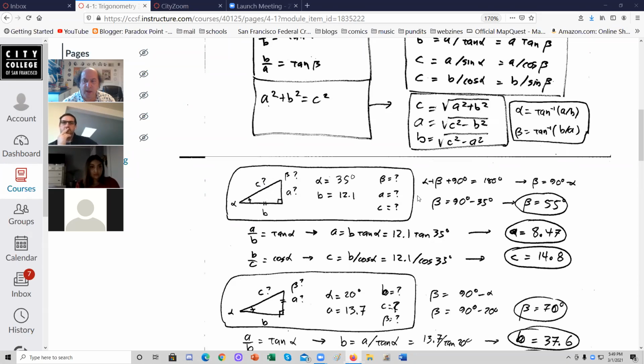Well, beta is 90 degrees minus alpha, and we're given alpha. It's 35. So beta is 90 degrees minus 35, which is 55 degrees. Now we know B. We want to find A. We know alpha. A over B equals tan alpha. So therefore, transposing the B, A equals B tan alpha. That'll be 12.1 tangent 35 degrees. And with a little running with a calculator, you get 8.74.